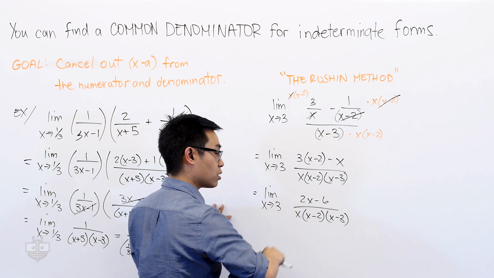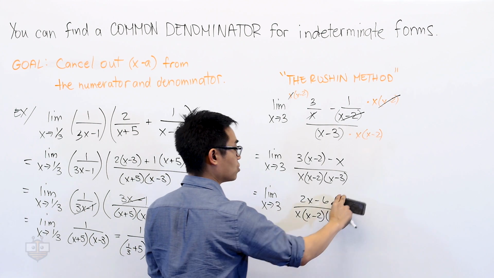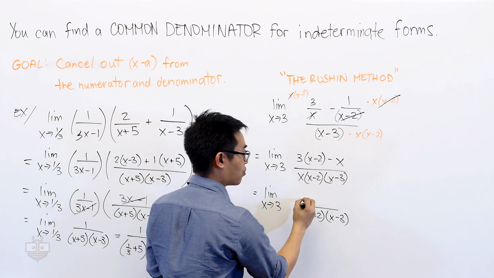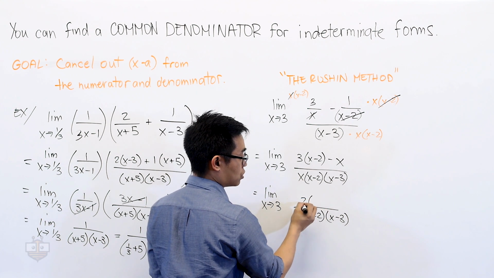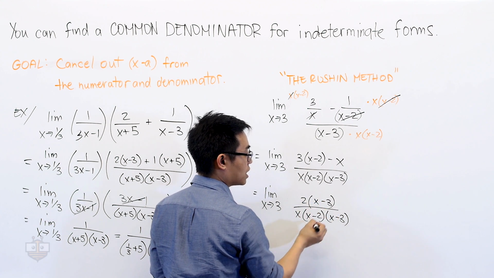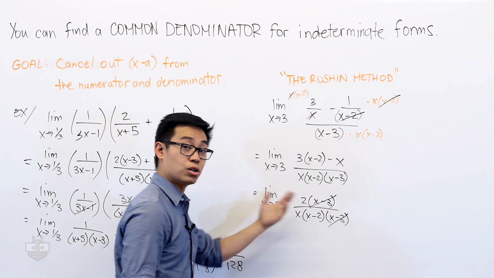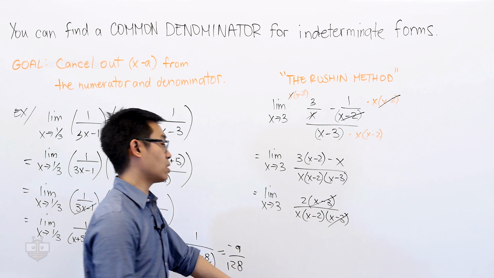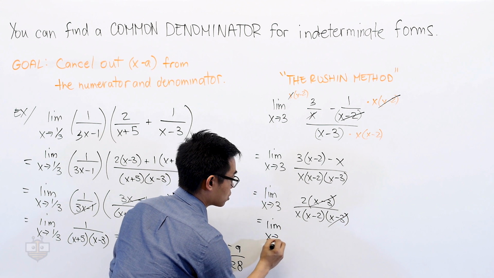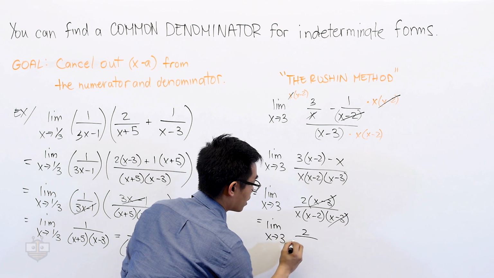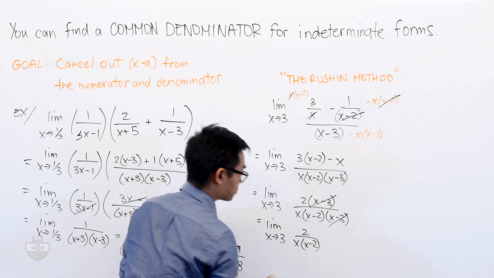But what can we do here? We can common factor out a 2 to get an x minus 3. So if we common factor out a 2 out of 2x minus 6, we're down to 2 times (x minus 3). Now we get a factor in both the numerator and the denominator that can cancel out. And we're left with the limit as x approaches 3 of 2 over x(x minus 2).